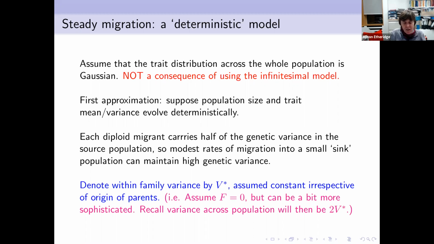So as a very, very first approximation, we're going to suppose that the within family variance is a constant. In fact, in the paper that Nick and I wrote on this, we did something ever so slightly more sophisticated, but it was only ever so slightly more sophisticated. We did allow variance to vary, but not as much as we would have liked. So let's suppose for the purpose of today that the variance is just constant.